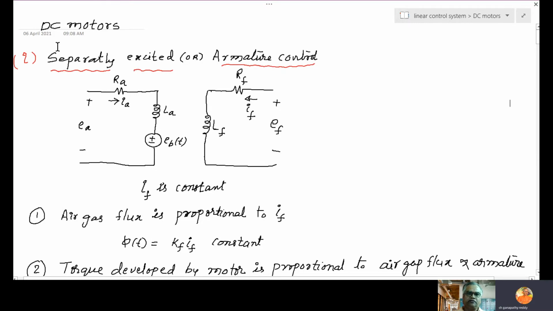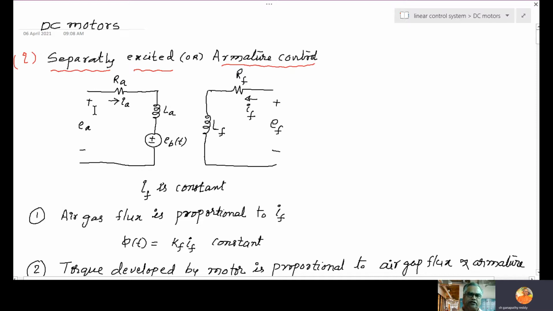In these electrical systems, we have DC motors, synchro transmitter and receiver, tachometer, then servo motor. So these motors we study. We'll start with the separately excited or armature control motor. Separately excited and self-excited, two types are there. So separately excited, or we call it armature control. Using armature current, we control the speed of the motor. That is the basic idea.